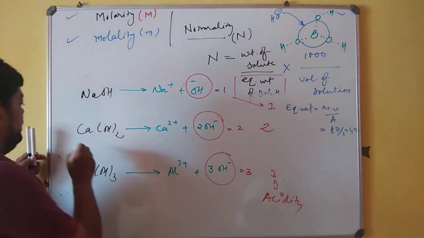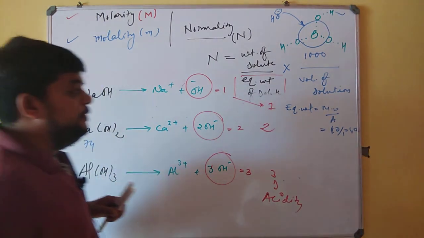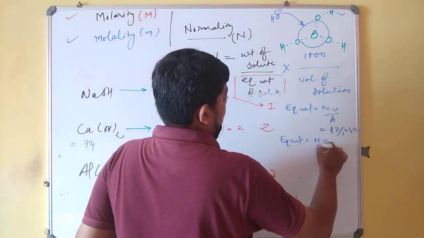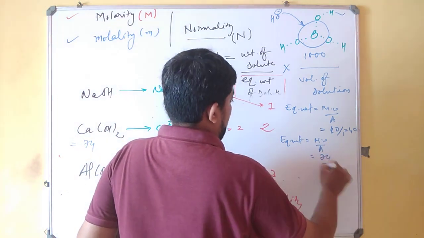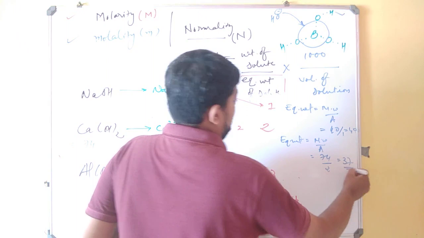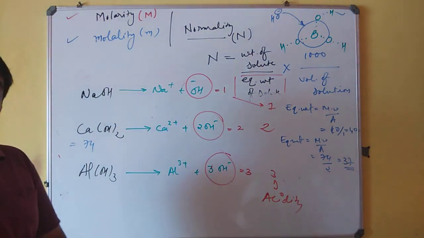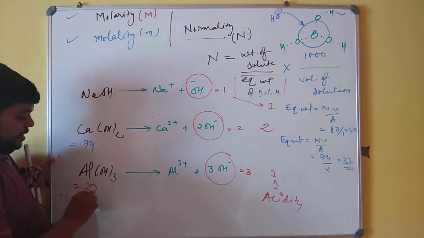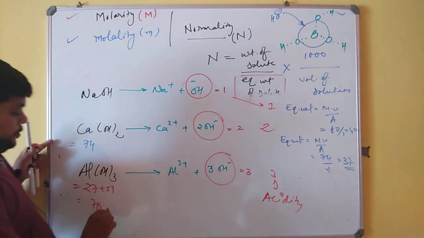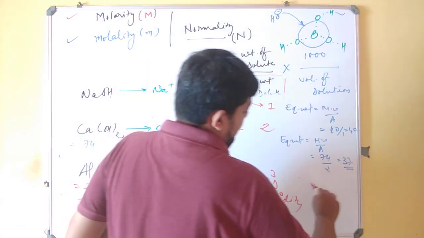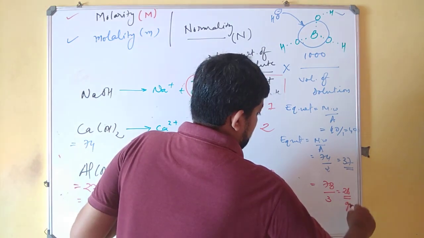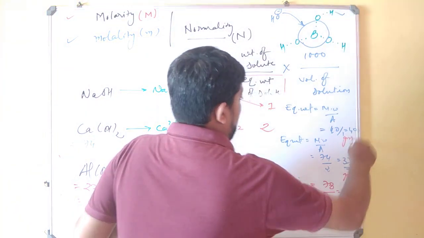Coming to this second example, where the molecular weight is 74, therefore equivalent weight is equal to molecular weight by acidity. So it will be 74 by 2 and I will end up with 37. Coming to the third example, over here the molecular weight is 27 plus 51, and if we calculate it will be 78 grams. So this is the molecular weight. So I'll very clearly mention over here molecular weight divided by acidity, and I'll end up with the answer 26 grams. So here the unit remains the same, grams.